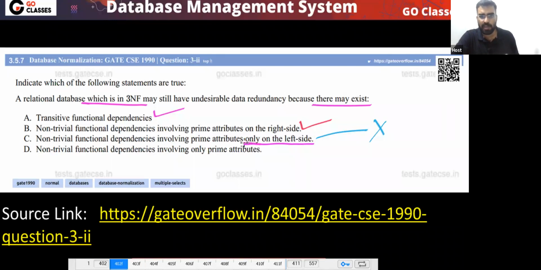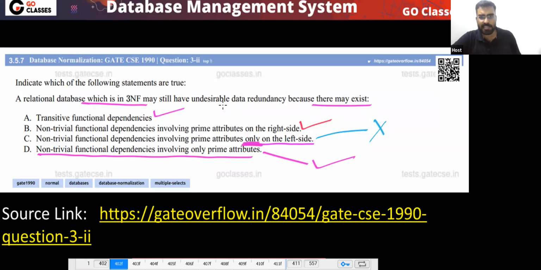Why? Because of this word only. Because it is saying that prime attributes are only on LHS, meaning on RHS you have a non-prime attribute. That is the problem. What about this one? Involving only prime attribute. This is fine, there is no problem, right?